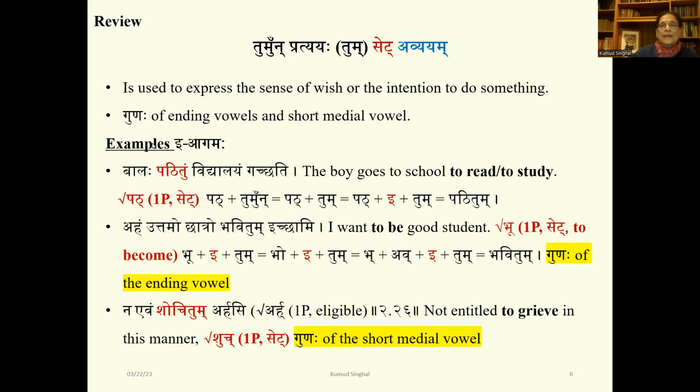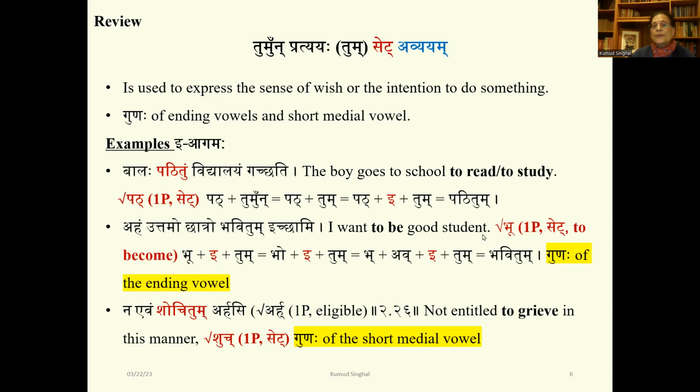So let us look at some examples where the e agama happens. Balaha patitum vidyalayam gachchhati. So I just showed you pat plus e plus tum, because pat is a set dhatu. So pat plus tumun. Tumun simplifies to tum. Since both are set, e will come and you get the form patitum. So the boy goes to school to read or to study. Aham uttamah chhatrah bhavitum ichchhami. So bhavitum is a tumun form. So I want to be a good student.